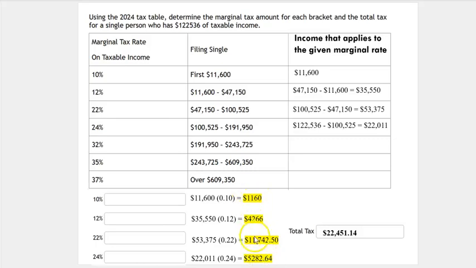You add all of them together, and that gives you $22,451.14. That is his total tax. Okay, that's how you do tax computation based on different marginal tax rates. You find the different amounts of his taxable income, find the tax on the portion of each income, and you add them up.